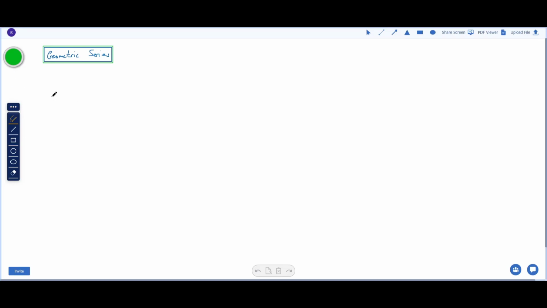All right, so a geometric series. Start by saying that a geometric series is a series of the form, and you know what? I'll just take a screenshot of what it looks like. But it's just a series where you have a common ratio between each of the terms.